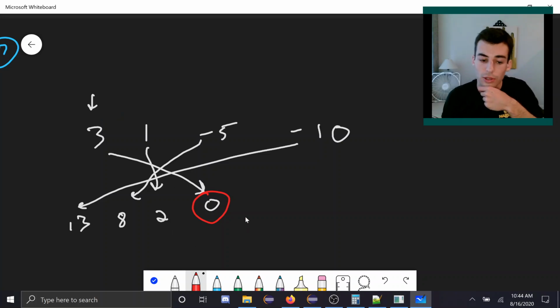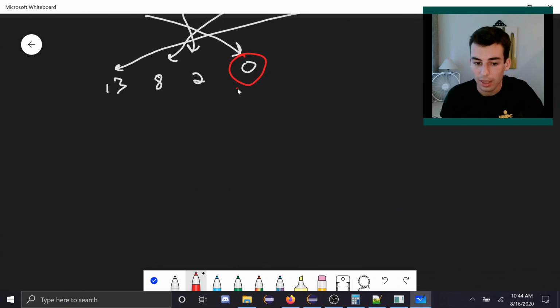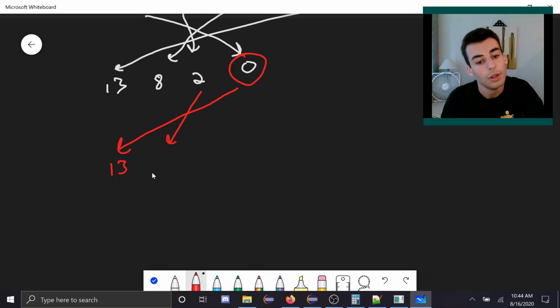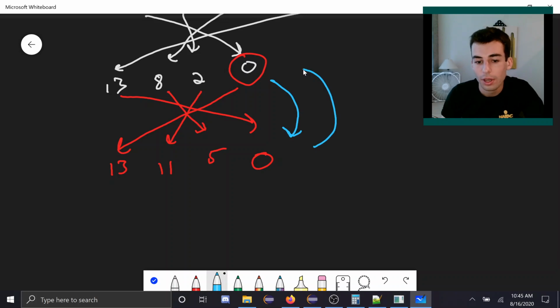So now this smallest number is 0, which means when we do this operation a second time, this 0 will turn into whatever this biggest number is, which is 13. The 2 will turn into 11. Then the 8 turns into 5. 13 turns into 0. So now the thing to notice is, if we keep doing this operation, we'll just switch between these two arrays back and forth.